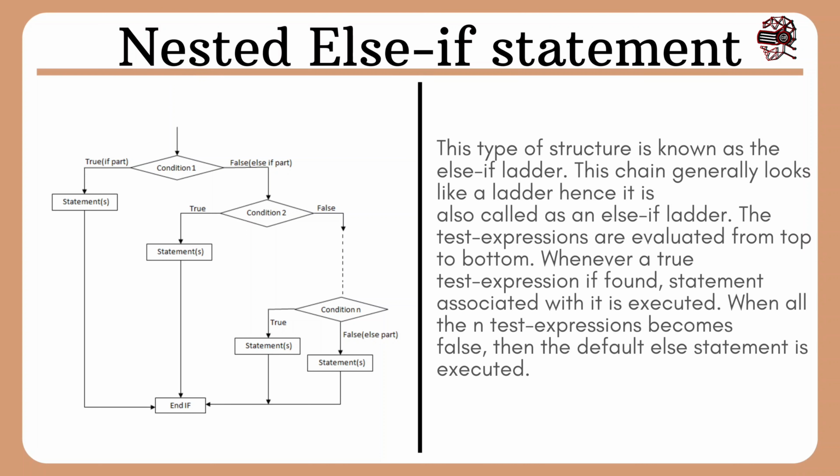Code example. C, #include, int main, int marks equals 83, if marks greater than 75, printf first class, else if marks greater than 65, printf second class, else if marks greater than 55, printf third class, else printf fourth class, return 0. Output: first class.